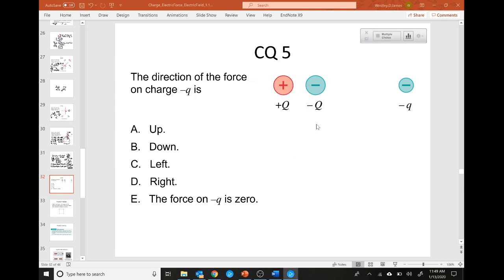So we have 3 charges here. It is asking for the direction of the force on the negative lowercase q here. On the far left, we have a positive big Q. Slightly to the right of that is a negative big Q. And then all the way to the right is that negative little q. Is the direction of the force A up, B down, C left, D right, or E, the force on negative q is 0? The one thing I'll tell you is that the big Q's are different than little q. Bigger or smaller, doesn't matter, but they're different.